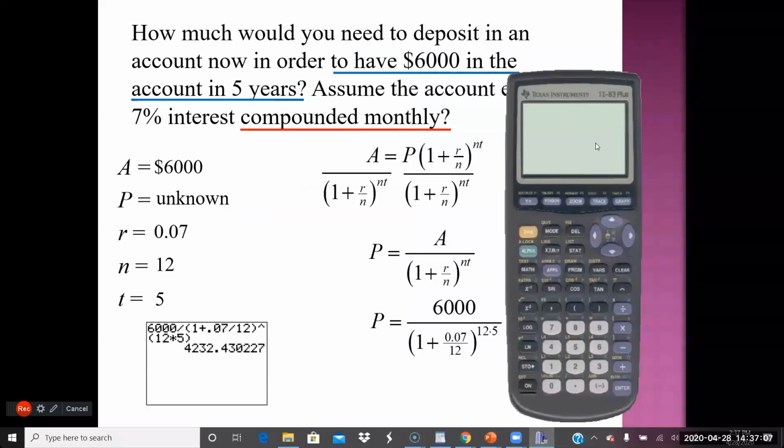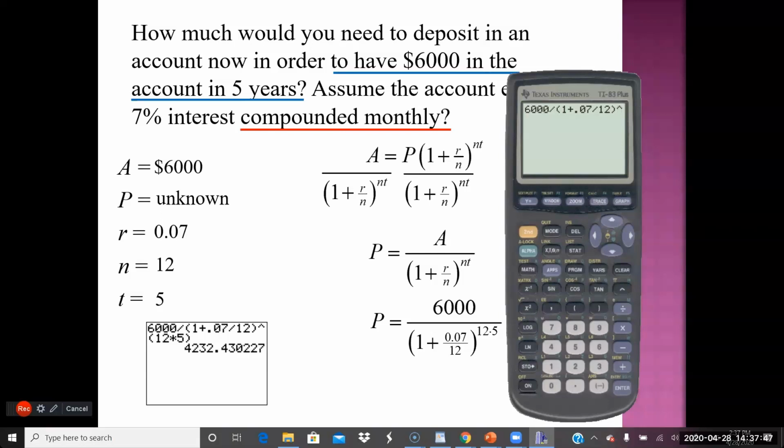But I'm going to put in, so I'm going to have 6,000, right? And then I'm going to divide, and I got to make sure I put parentheses on the bottom here. And I have 1 plus 0.07 divided by 12, close parentheses, and I have a little caret, which is right here on the right of my keyboard.